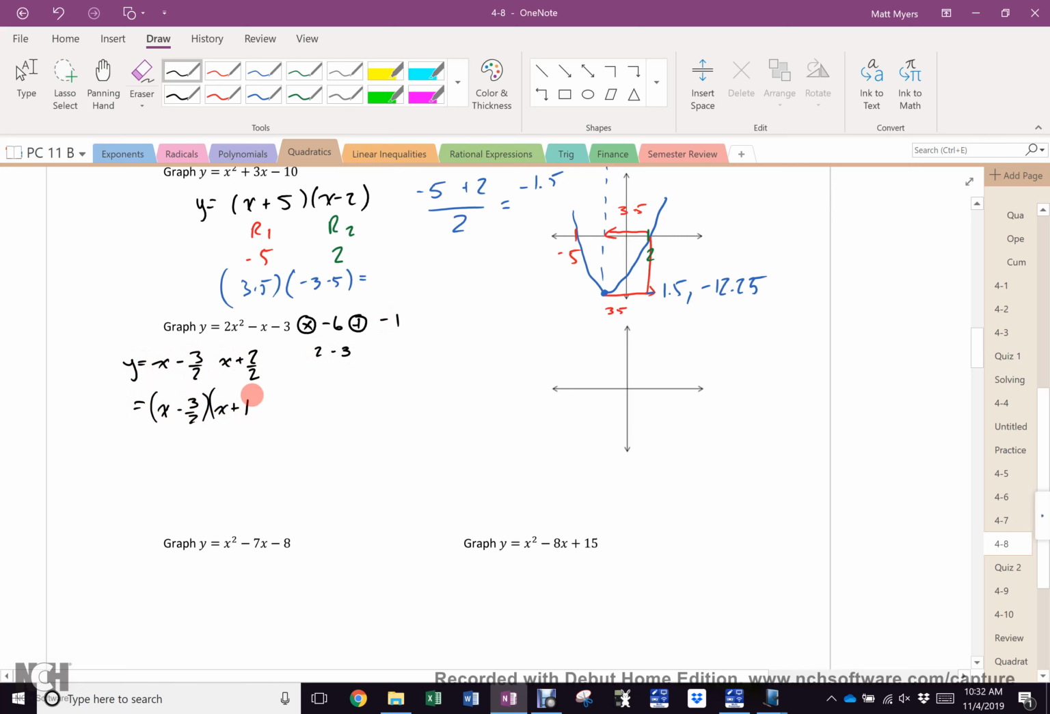Now, normally when I am factoring it, would I leave that there? No. What would I do with that 2? I'd move it to the front. But do I need to here? No, because I'm only looking for the roots, right? So what are the roots? What is root 1? 3 halves. What is root 2? Negative 1.